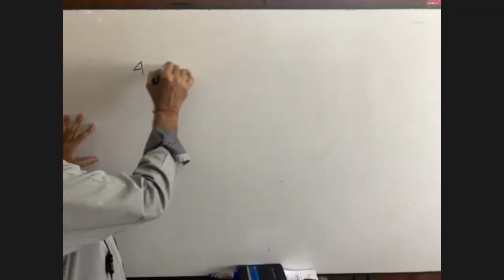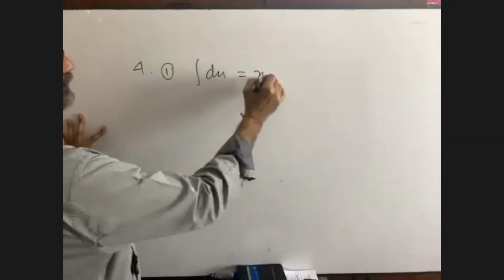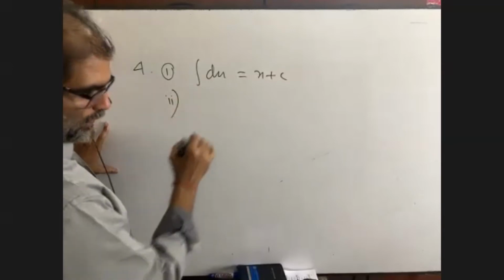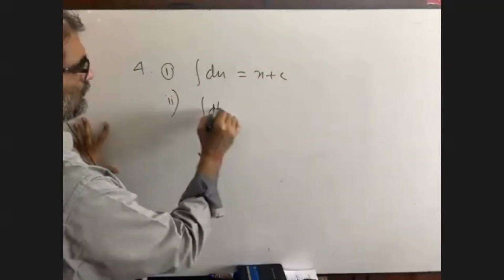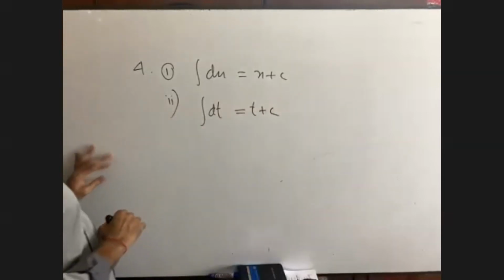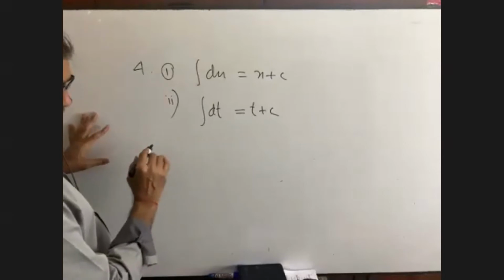We are going to the next math. Suppose some maths are given like this, number 4, 1 only dx. So I think you can get the answer x plus c, right? Number 5, we are getting only dt. So we'll get t plus c only, right? Very easy and simple.